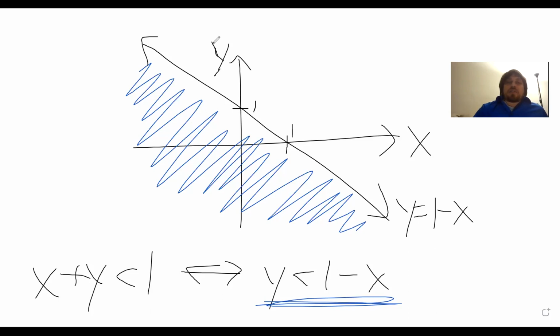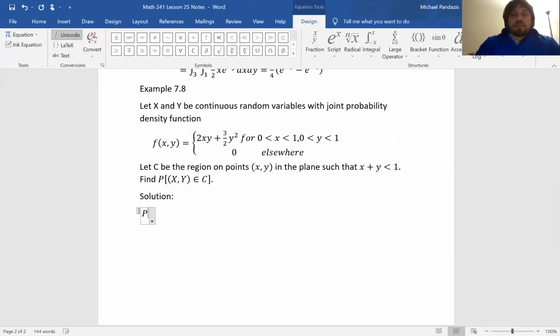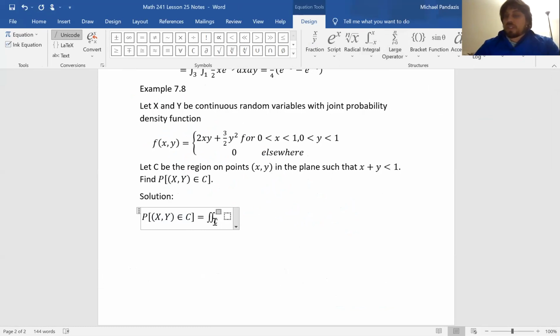Okay, so let's go back to now here. So when I find this probability, let's keep in mind that blue shaded region. So we have points x comma y that are in the region C, probability of that. And it's equal to the double integral over the region C of f of x comma y dx dy. So you want to integrate over that region shaded in blue.